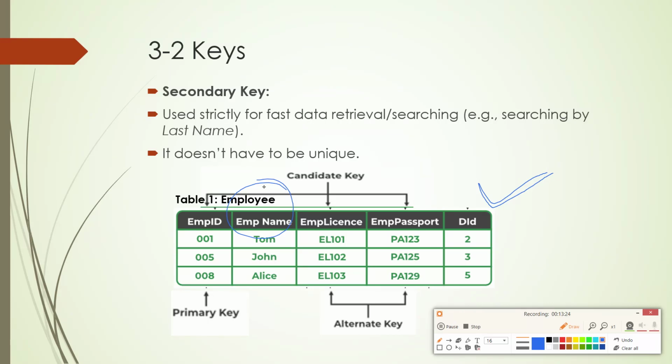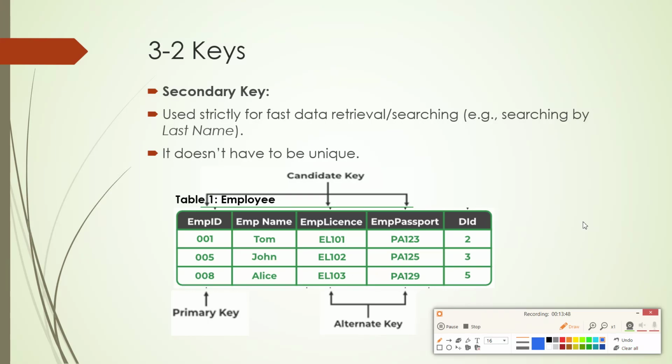So this employee name is my secondary key, and a secondary key could not be directly implemented in the DBMS, but it could be implemented with the help of indexes. We will see them when we implement all these keys practically.